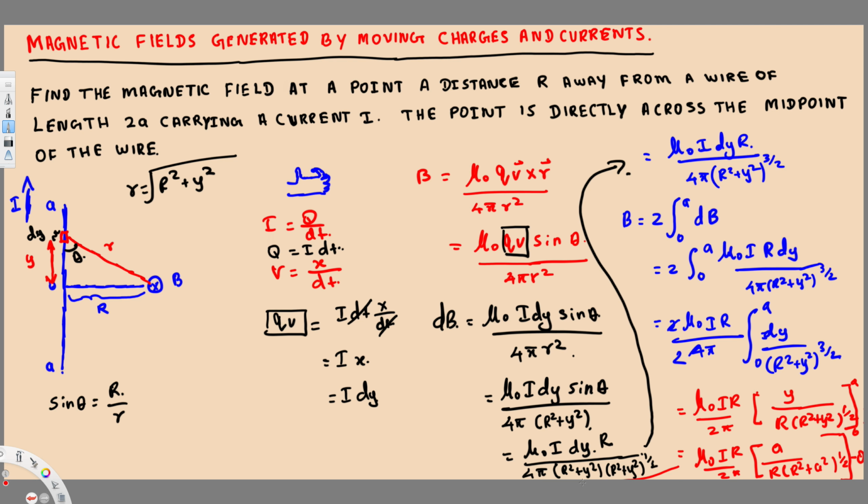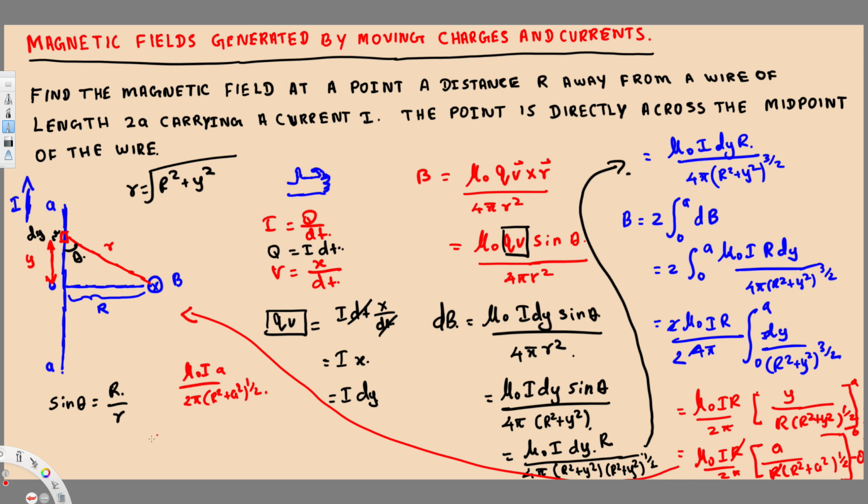So let's continue this one right here. Here we have mu naught I r over 2 pi, and let's cancel everything we can cancel. From this one we can see that r and r cancel. Mu naught I a over these things left. So let's write this one right here: mu naught I a over 2 pi times r square plus a square power half, and this is going to be the final value.